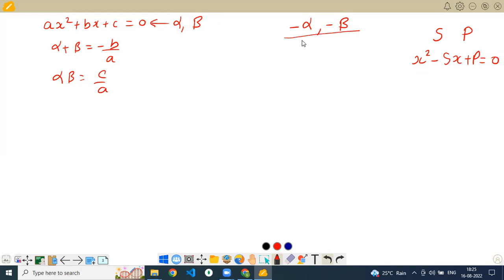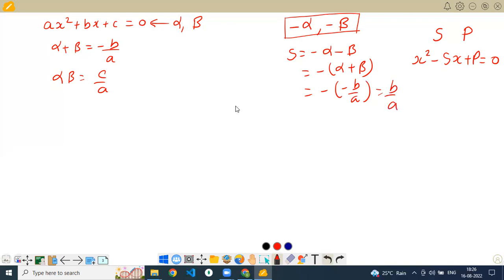So for the equation whose roots are minus alpha and minus beta, s will be minus alpha plus minus beta, which is minus times alpha plus beta, and alpha plus beta is minus b by a. So this is minus times minus b by a, which is b by a. The product of the roots will be minus alpha multiplied by minus beta, which is equal to alpha beta, which is equal to c by a.